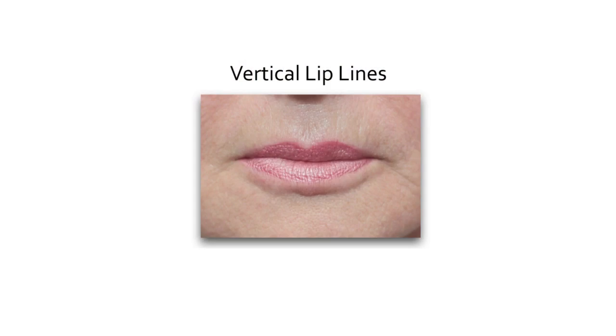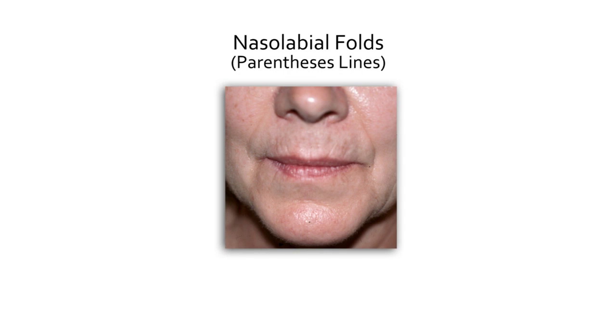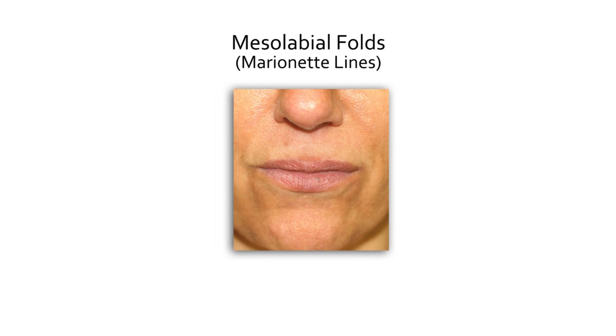1. Vertical lip lines or wrinkles above the lips. 2. Nasolabial folds, also called parentheses lines, that appear at the outer part of the mouth and taper into the nose area. And 3. Mesolabial folds, which become more visible on the outer lower corners of the mouth, often referred to as marionette lines.